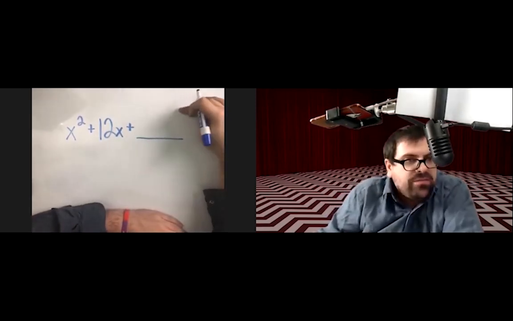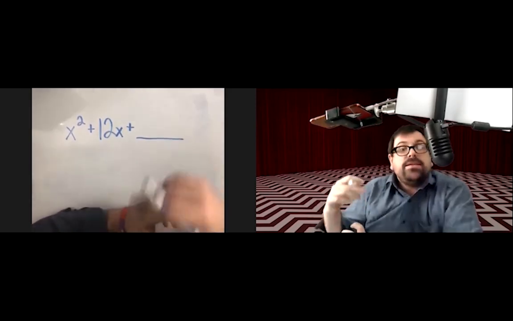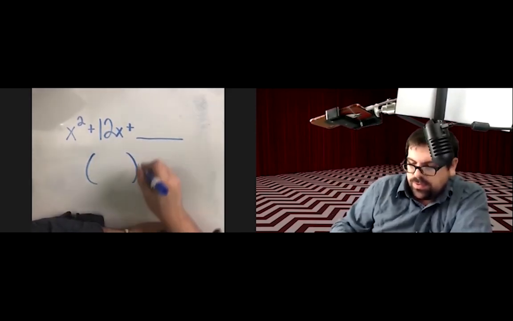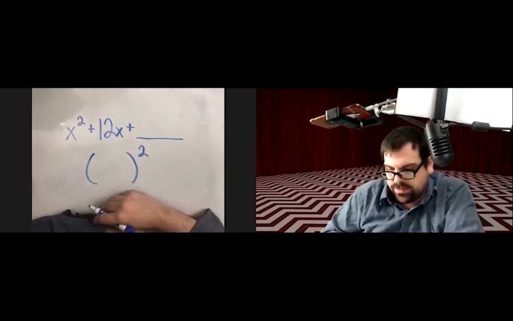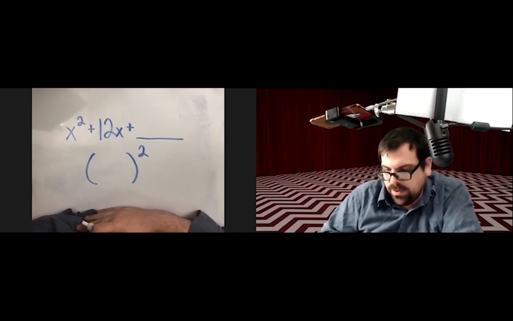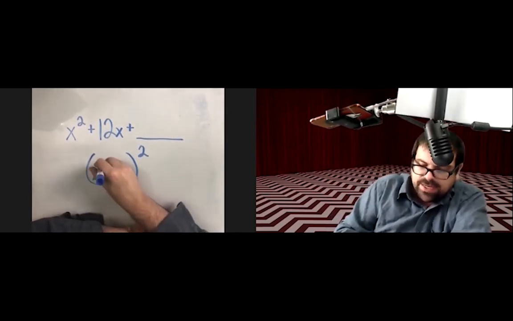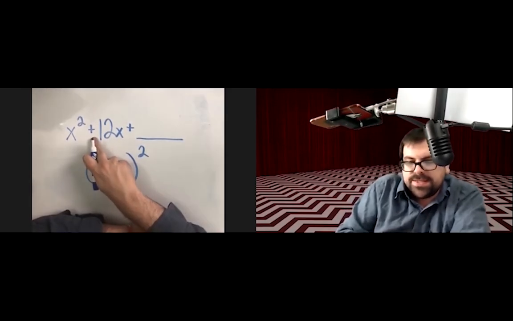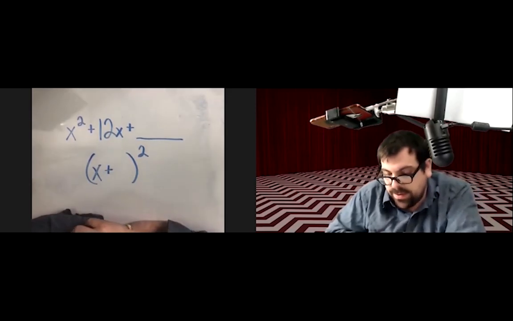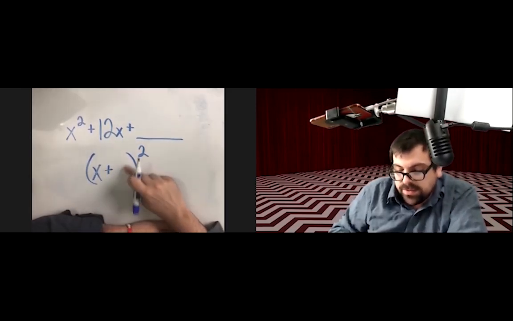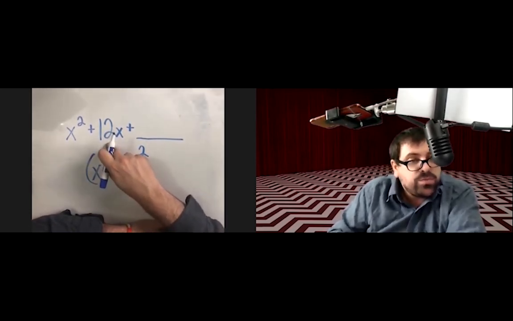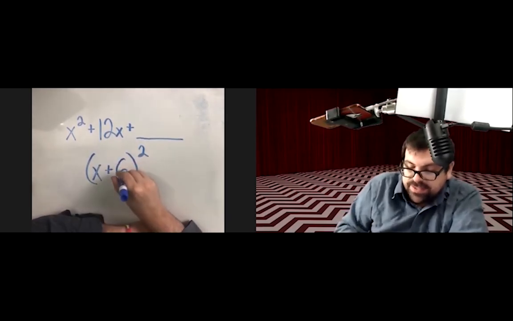What would we have to have here to complete the square? In other words, to turn this into a thing squared, what would we have to have here? Well, since it's an x squared, we know that's going to be an x. And since this is a plus, we know this is going to be a plus. The number that's going to go here is going to be whatever half of this is. Half of positive 12 is positive 6.